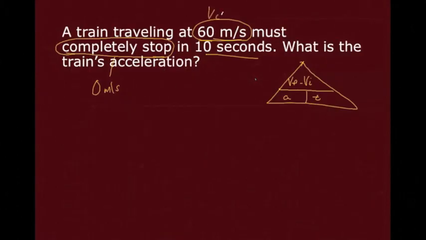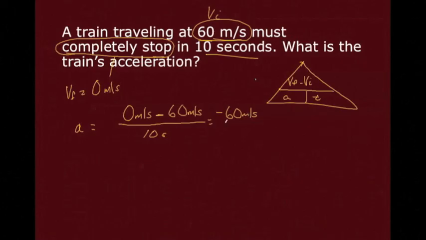So our VI, our VF, okay? So our VF is 0 meters per second. So acceleration equals 0 meters per second minus 60 meters per second in 10 seconds. So we have a negative 60 meters per second, because 0 minus 60 is negative 60. And remember, the negative in physics simply means that acceleration is occurring in the opposite direction. And that's why it's slowing down. So when acceleration occurs in the opposite direction, it slows down.